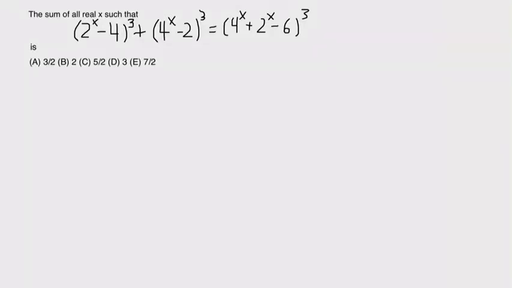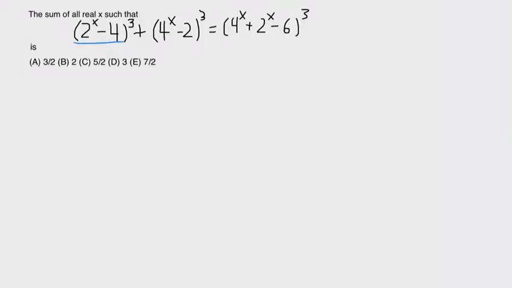The sum of all real x such that (2^x - 4)^3 + (4^x - 2)^3 = (4^x + 2^x - 6)^3 is... and we have 5 answer choices here. The first thing we can do to approach this problem is just observe if there's any patterns we can use. And I do see something.